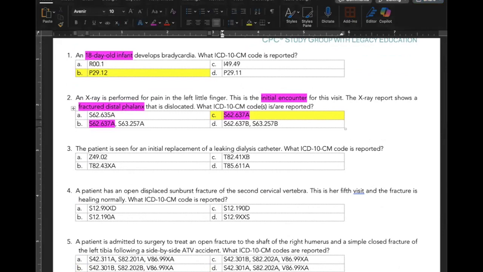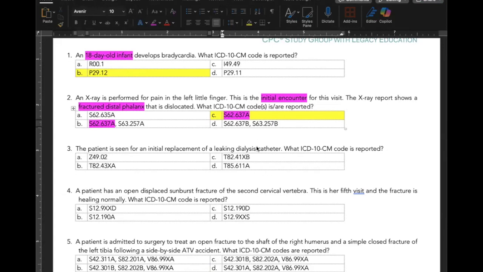All right. Number 3, we have a patient is seen for an initial replacement of a leaking dialysis catheter. What's our main term for this one? This one's a little tricky. Any guesses on what our main term is going to be? Catheter? Wouldn't it be complication? It's a complication. Yep. Because the dialysis catheter is present, right?